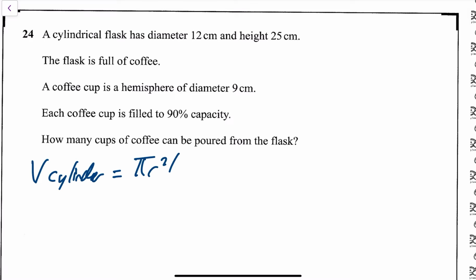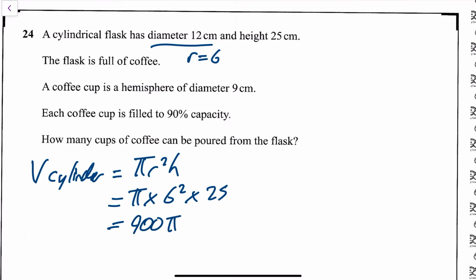And it is pi r squared h. So that's pi times my r, which is 6, squared, times 25. Let's just work it out and leave it in terms of pi. So that's pi times 6 squared times 25, which works out to be 900 pi. Okay.